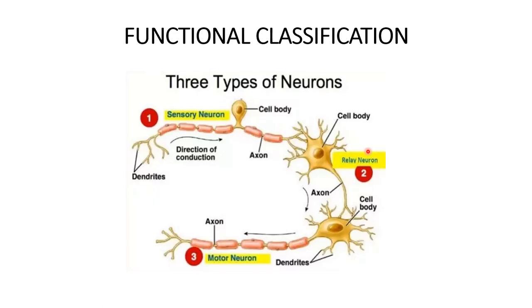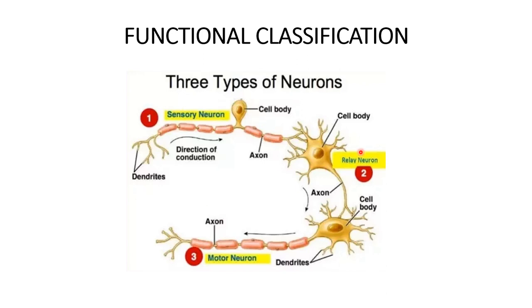Then the functional classification, that is according to the function: sensory, motor, and the relay neuron. The sensory neuron receives information or stimuli from the environment and passes them to the CNS, whereas the motor neuron receives information from the CNS and passes it to the effector cells, that could be a muscle or gland or to other neurons.